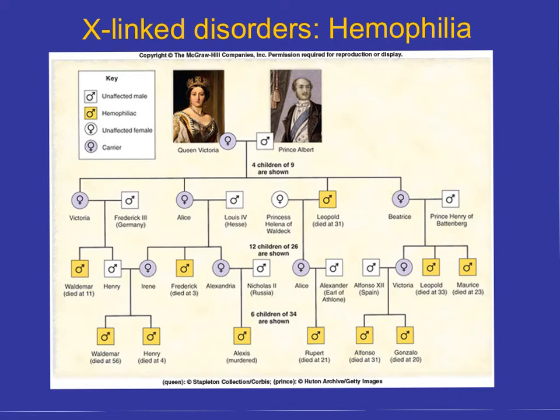We can use this pedigree to track who may have had it. Our first two were both normal, so Queen Victoria must have been a carrier, and she passed it on to Leopold, who passed it on to Alice, who was a carrier, and Alice then passed it on to Rupert. Queen Victoria also passed it on to other children who became carriers and passed it on to their sons.